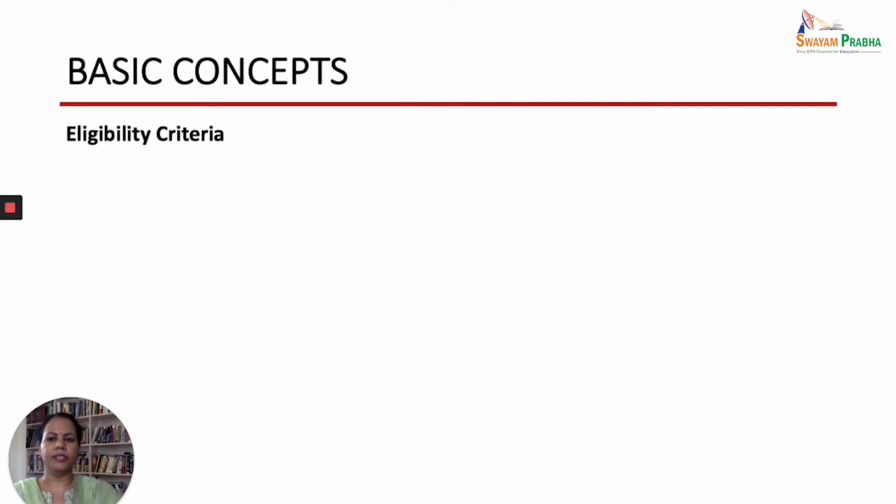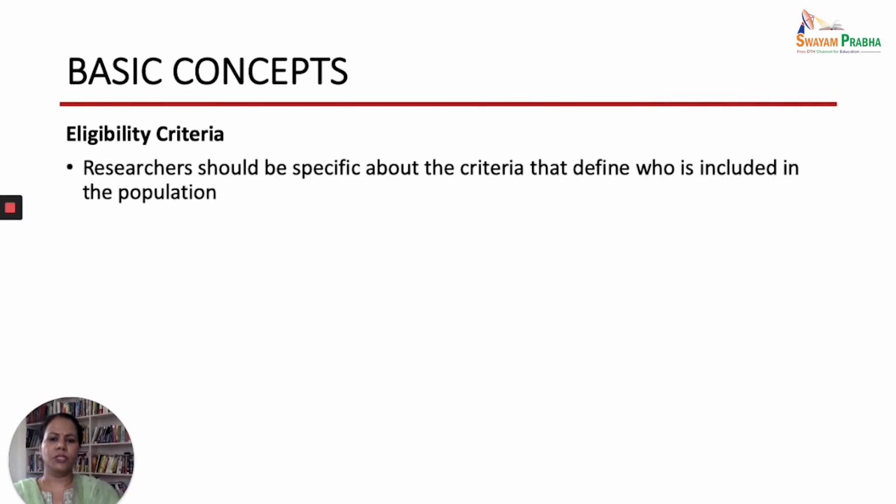Another important concept is eligibility criteria. So whenever you are conducting a research study, whether you are conducting an experimental research study or a non-experimental research study, you need to decide which all characteristics should be possessed by the subjects whom you will be including in your research study. So eligibility criteria should always be set before you decide your sampling technique. So researchers should be specific about the criteria that defines who is included in the population.